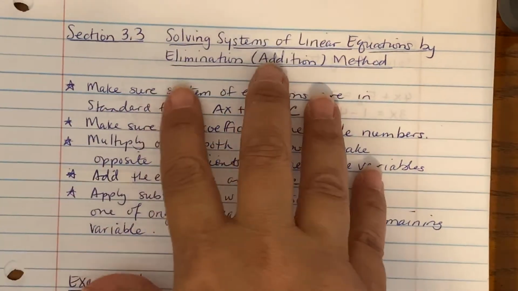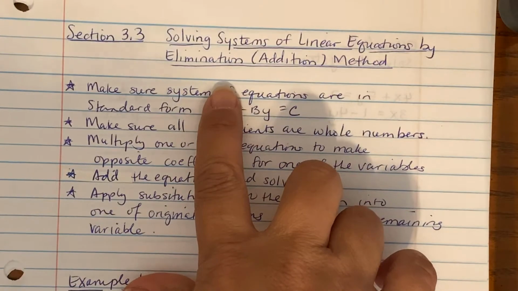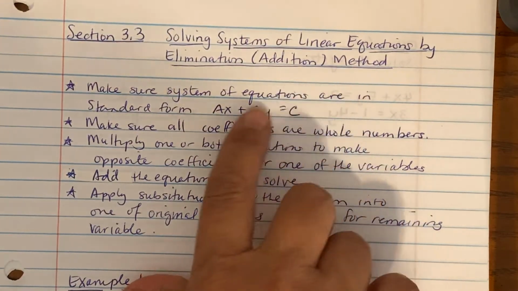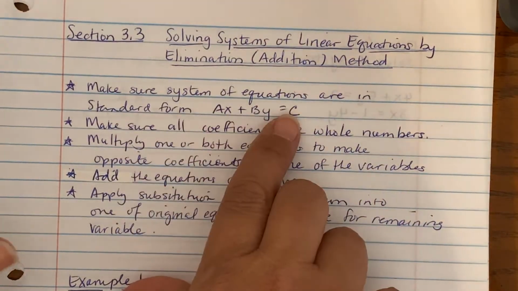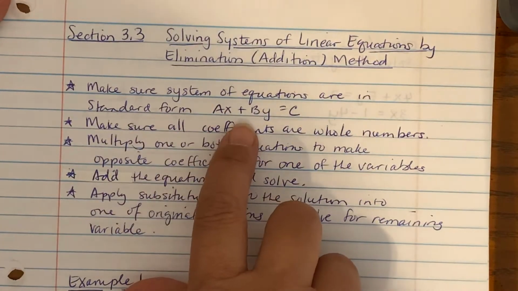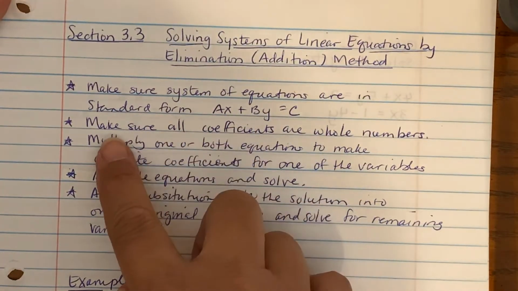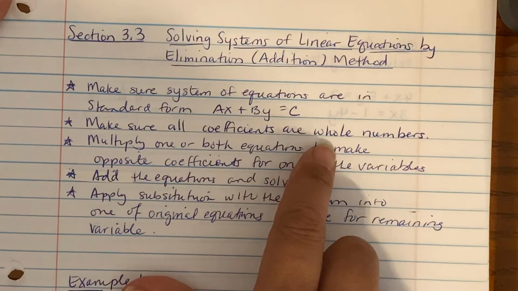Section 3.3, solving systems of linear equations by elimination, also known as the addition method. So first thing, make sure the system of equations are in the standard form, in the form of ax plus by equal to c. Make sure all of the coefficients are whole numbers.